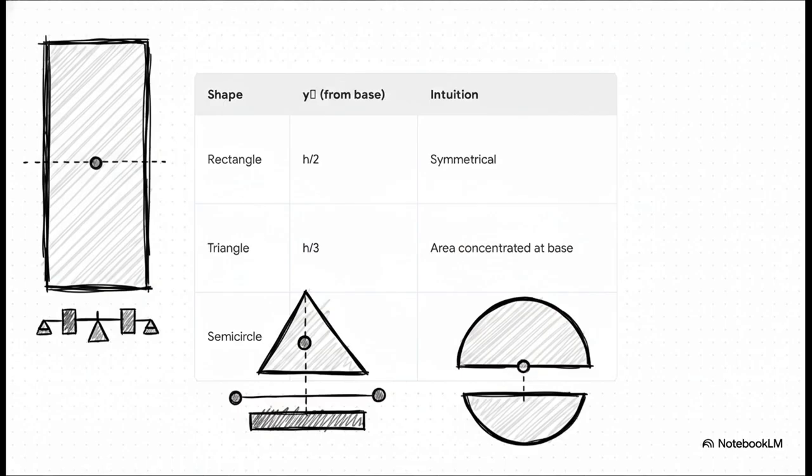And that makes perfect sense, right? A triangle is wide at the bottom and pointing at the top, so the area concentration pulls the centroid down. Same idea for a semicircle. It's wide and flat on the bottom, so its centroid is also down low. The formula for that one is 4 times the radius divided by 3 pi.